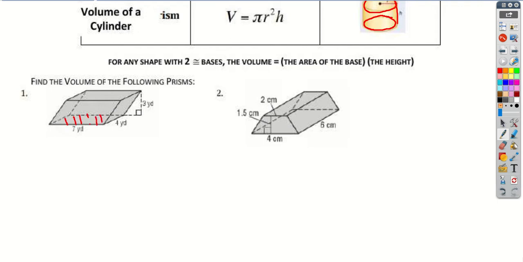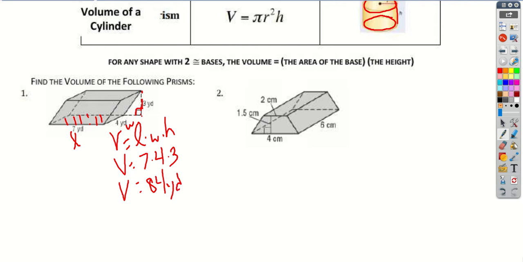So for number 1, if we want to find the volume, we would treat our base here as the bottom. And so the volume would essentially be, if you want to think of this as length times width, length times width times height. So it's 7 times 4 times 3. 3 is the height because we can see the perpendicular line here. And that would mean the volume is essentially 12 times 7, so that's 84. And then yards cubed because we're doing yards: 7 yards, 4 yards, 3 yards. So yard times yard times yard.